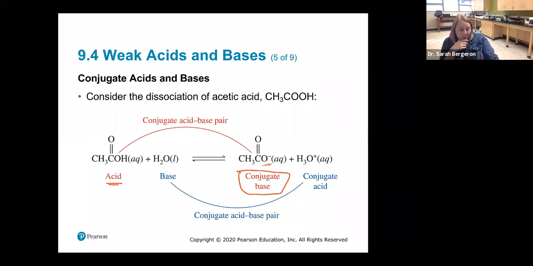So if you look at water, what happened to water? Well, water picked up this hydrogen and attached it on there. So it started off as a base because it was an acceptor, a hydrogen ion acceptor. And so then it turned into H3O plus, which is a conjugate acid, because now that you're H3O plus, you could, in essence, give up a hydrogen. So that's just how we look at them.